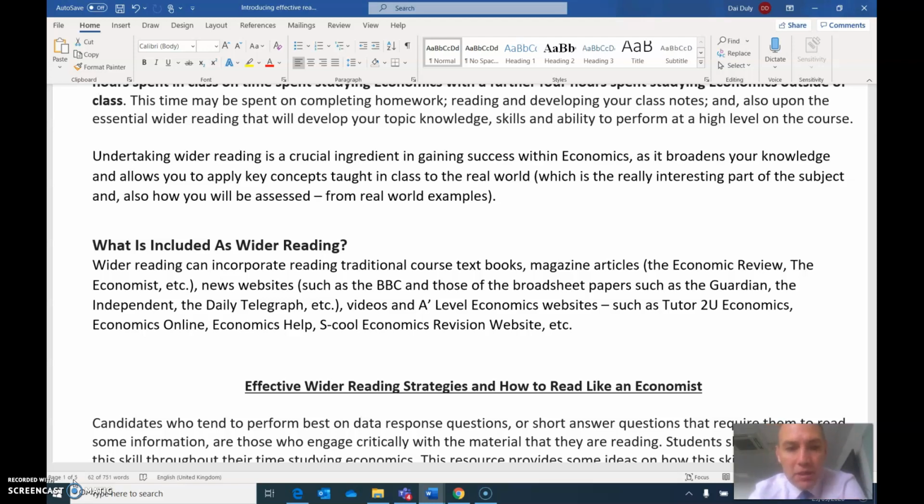The Economist is wonderful. News websites, if you're going to use news websites, make sure they're good ones. Very good: BBC, and then the broadsheet papers, so not the Sun, not the Mirror, and so on, but the Guardian, the Independent, the Telegraph, and so on.